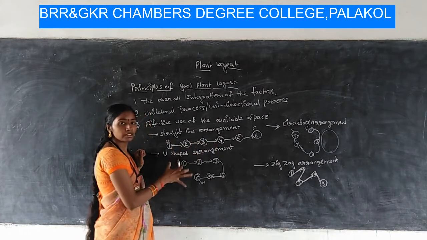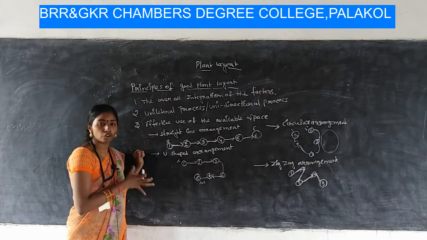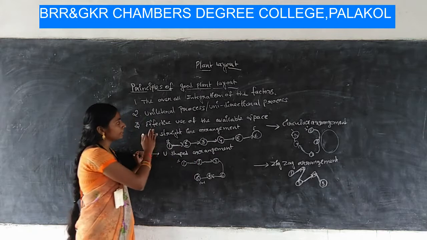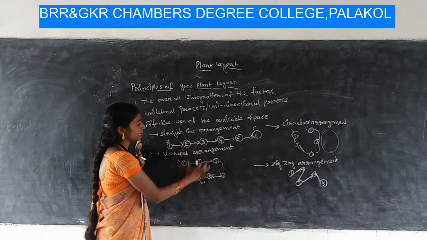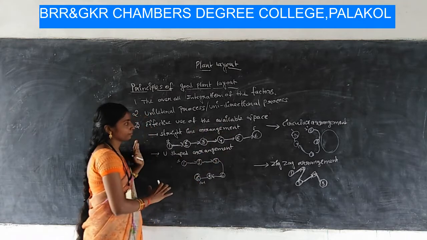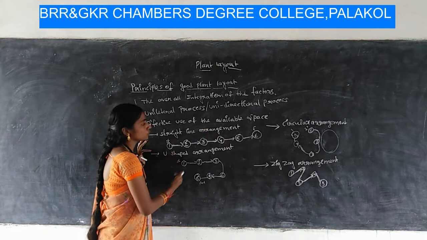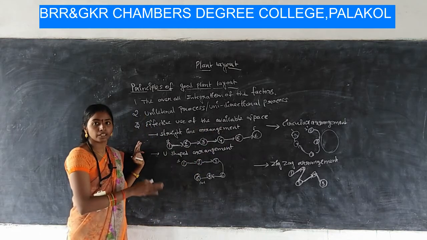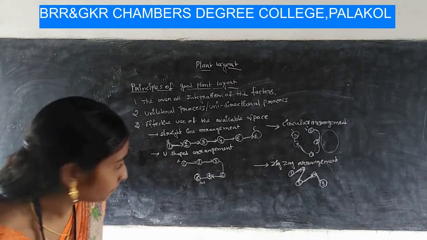So the effective layout is to be designed in a way that raw materials will flow continuously in the organization. This is effective use of the available space by using these kinds of arrangements. Depending upon the space, we can adopt a straight line arrangement, U-shaped, circular or zigzag arrangement for our plant layout.